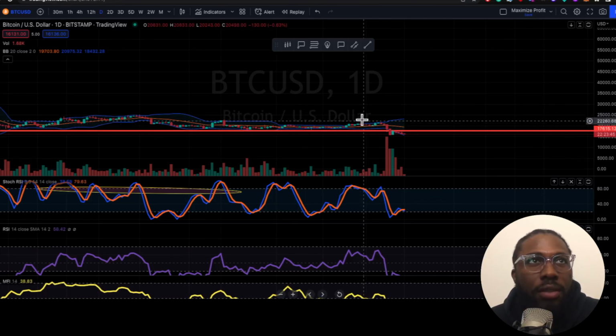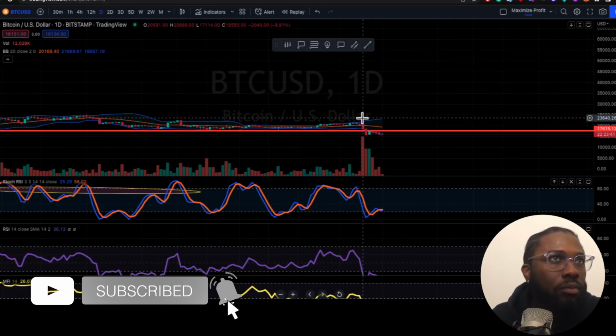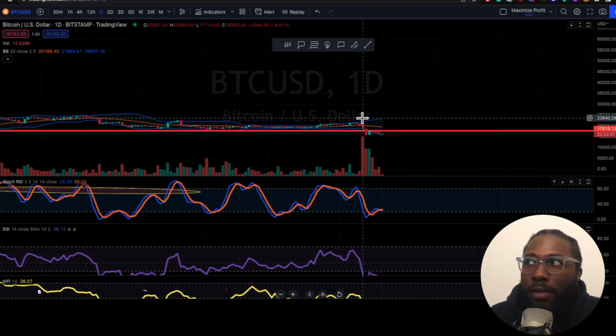People are losing trust in this particular asset, so we'll have to see in the future how the market's going to do.